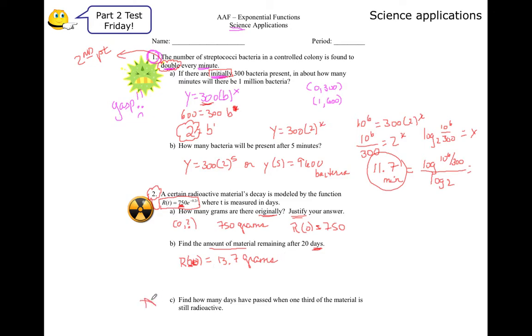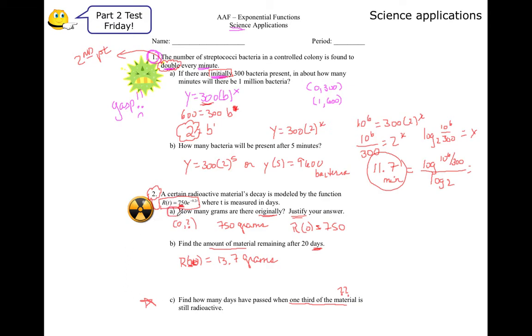Now please put a star next to this. I'm going to do this problem just straight up first, and then I'm going to tell you some of the science verbiage I need you to recognize in this. Find how many days have passed when 1/3 of the material is still radioactive. What does that mean? 1/3 of the material. Huh? What material?